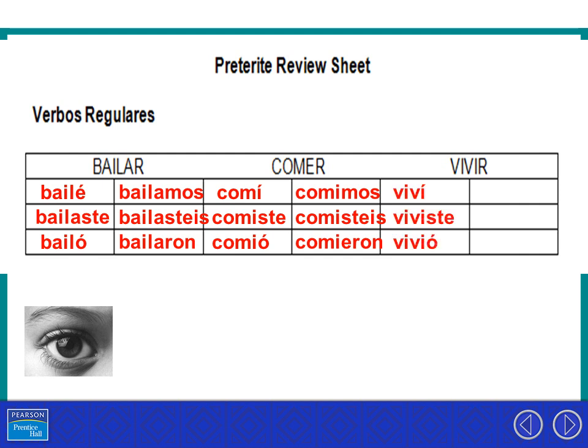Viví, viviste, vivió, vivimos, vivistes, vivieron. Is there any difference between the endings of ER and IR verbs in the preterite? I don't think so. That's pretty cool. ER and IR are the same. That is awesome. Less work for these students. Yep, so really two sets of endings, all you need to know.